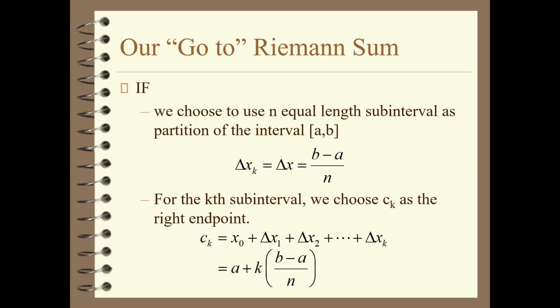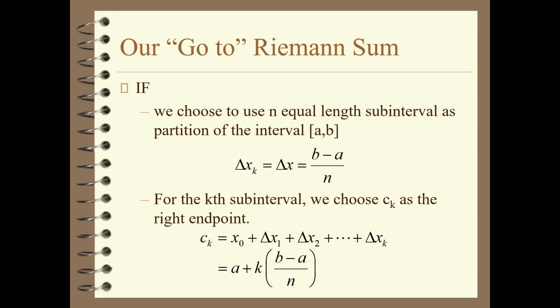And in the kth subinterval, we're just always going to choose the right endpoint, as it just makes, again, our life easier. But then that means that the kth such x value can be found by starting at the leftmost of the interval, that's x sub 0, and then adding the lengths of the subintervals until you get to the kth such subinterval. By adding up all those lengths, you travel along the real line from x sub 0 up to the right endpoint of the kth subinterval. But the length of all these subintervals are the same number. They're all b minus a over n, and there's k of them.